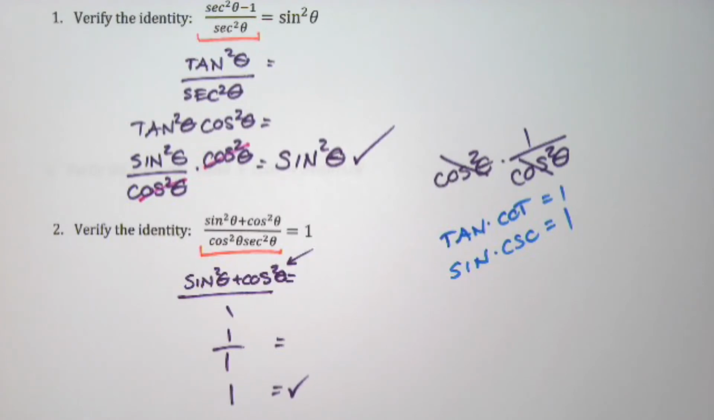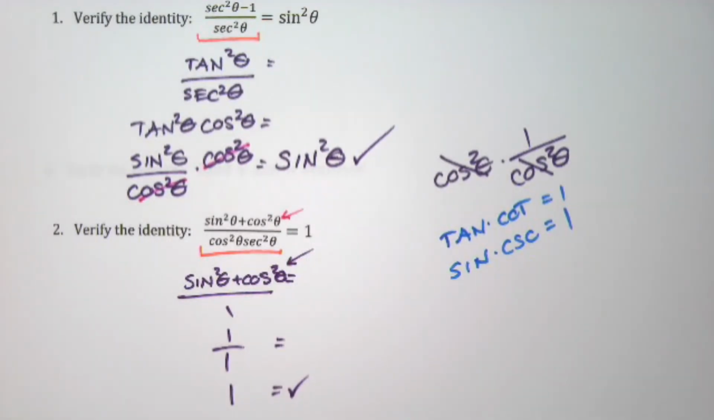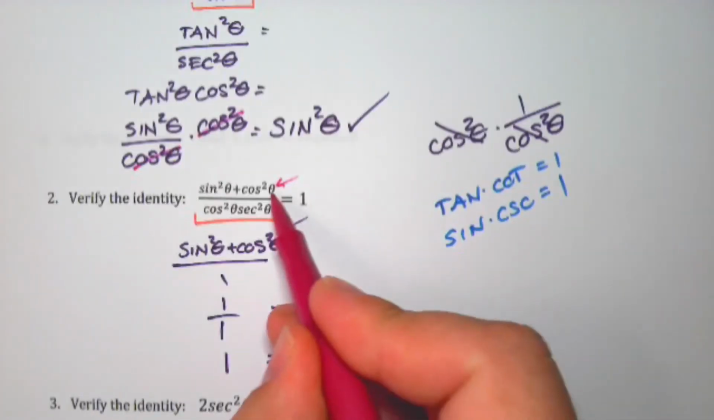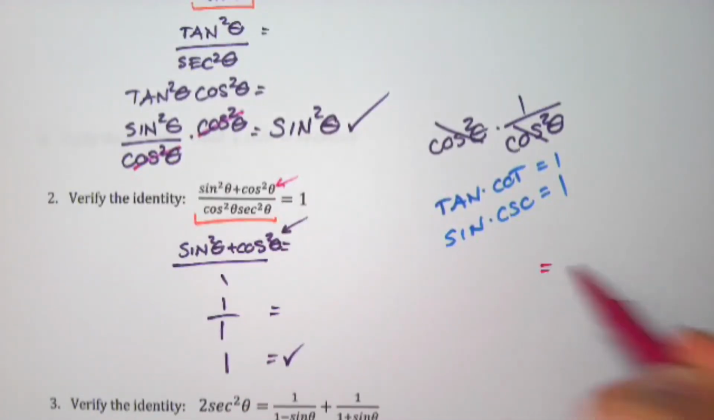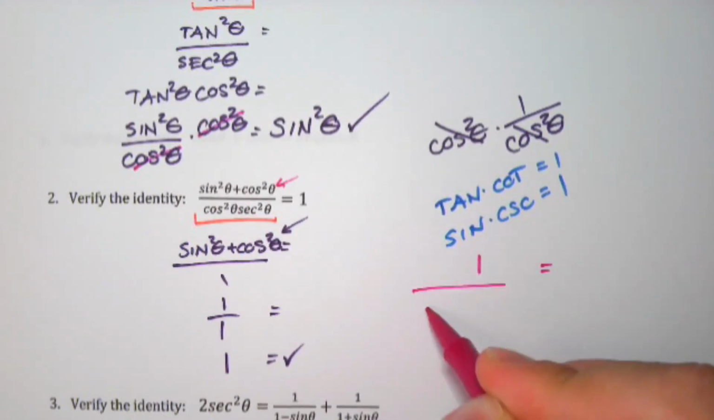So another way to go about it, and you might work it out this way, is you might recognize that the top is that Pythagorean identity early on, which is totally fine. So maybe we recognize that first. So say we're over here, we recognize that that numerator is a Pythagorean identity equal to 1.